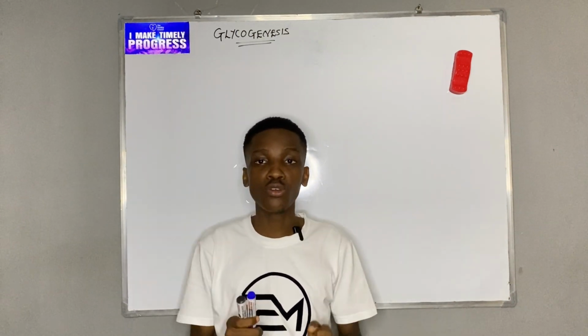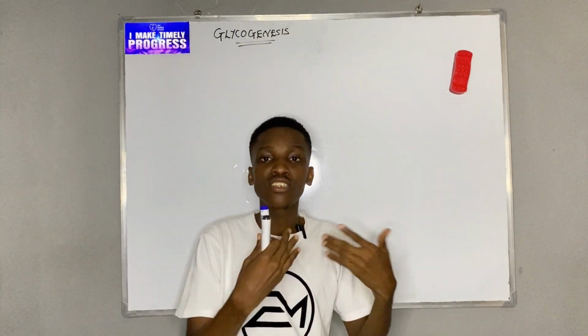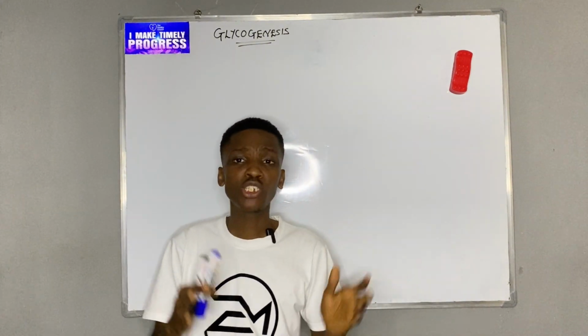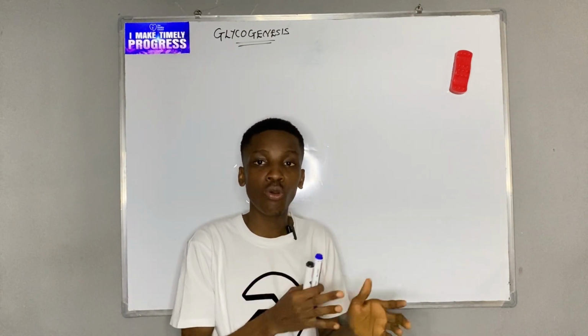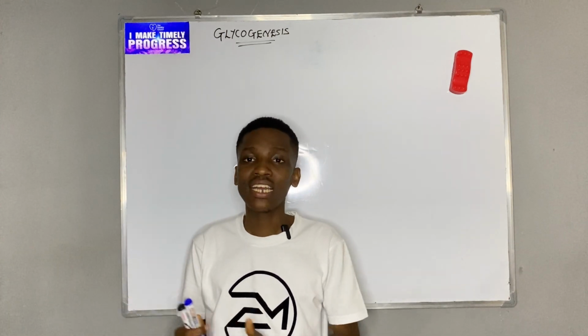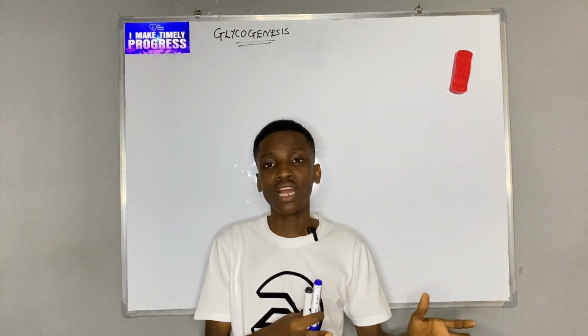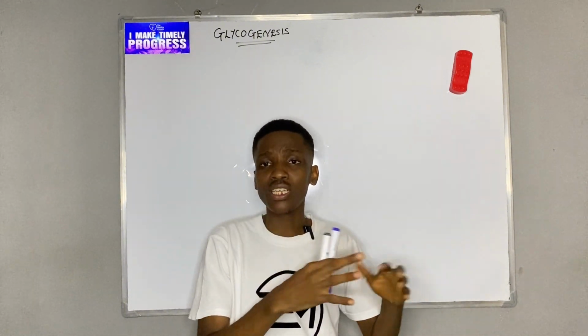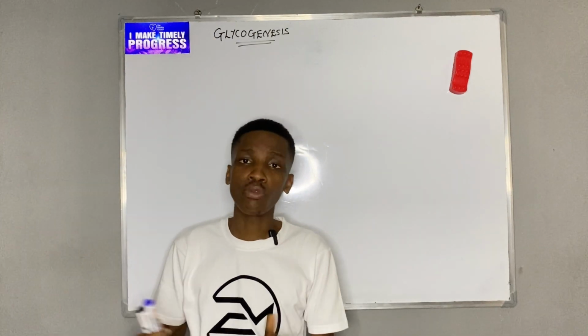Now, after a meal, there is enough glucose in blood. Excess glucose is stored majorly in two locations, the liver and skeletal muscles, and is stored as glycogen. And then during starvation or during the fasting state, this glycogen that was stored will now be broken down to fill the body with glucose.